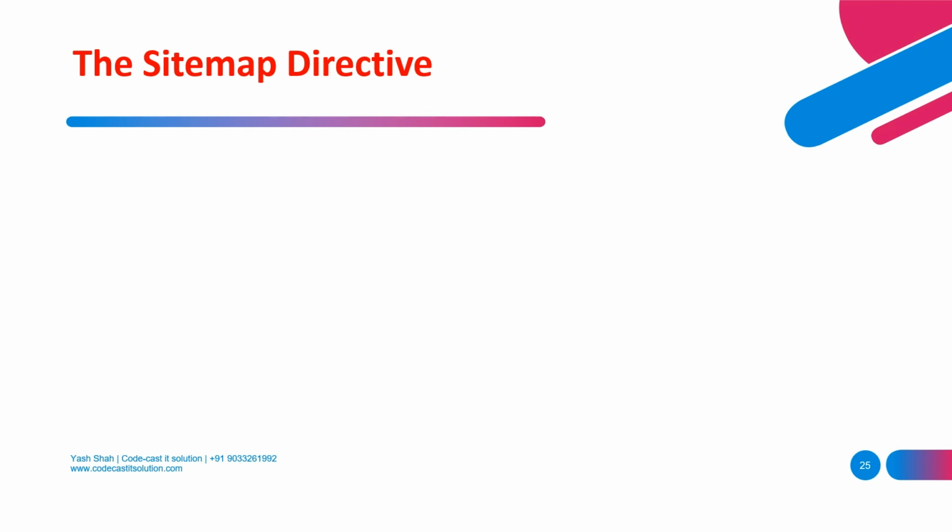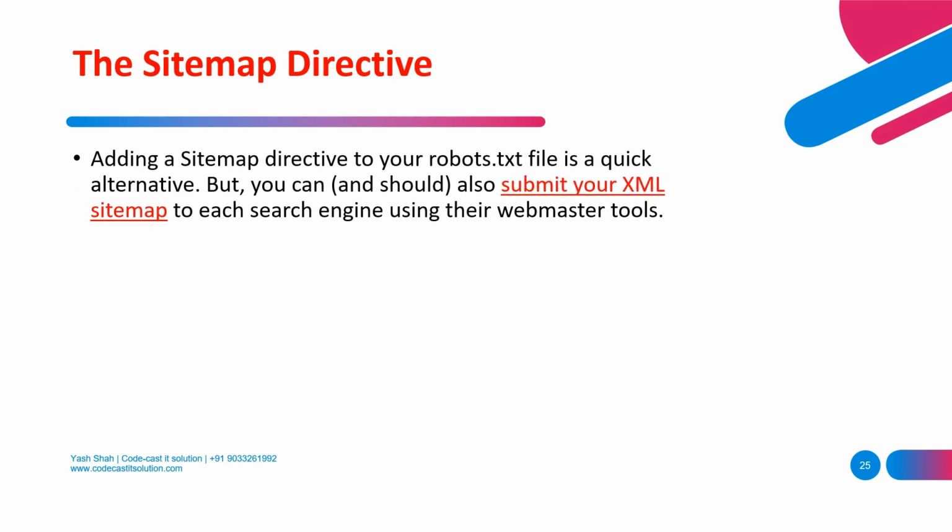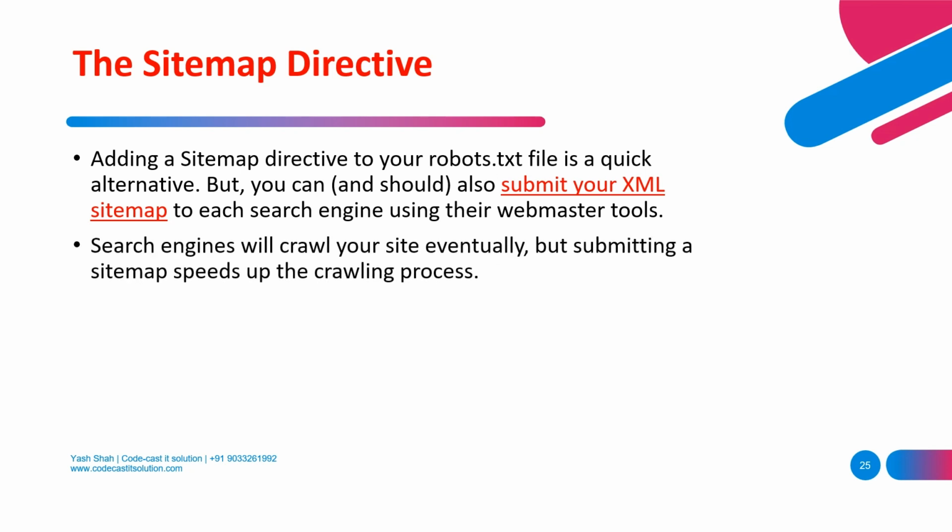Adding a sitemap directive to your robots.txt file is a quick alternative. But you can, and should, also submit your XML sitemap to each search engine using their webmaster tools. Search engines will crawl your site eventually, but submitting a sitemap speeds up the crawling process.